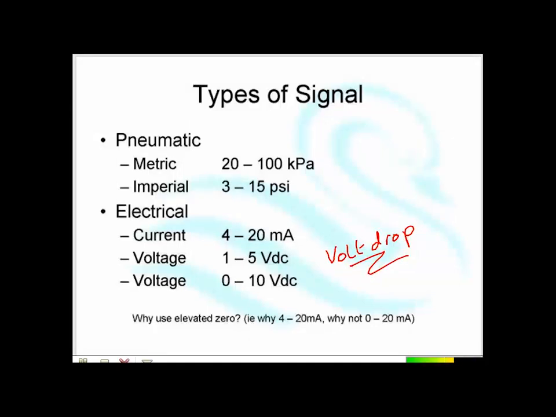Now, here's a question. Why do we use elevated zeros, as it's called? Why do we use 4 to 20 milliamps? Why do we use 20 to 100 kPa? Why not use 0 to 100 kPa or 0 to 20 milliamps?